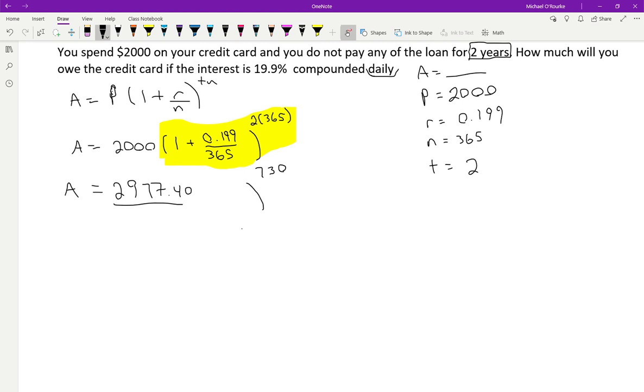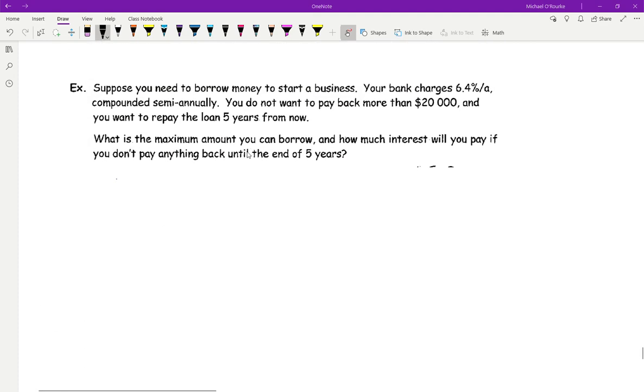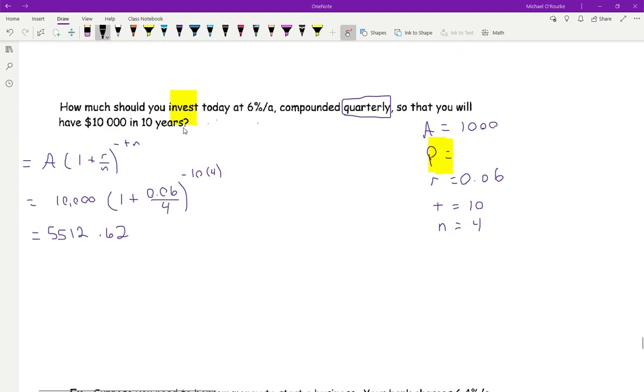Who muted? So, okay. We can do this last question if you want, but it's another one where you're looking for the principal instead of the amount. So it looks like this.